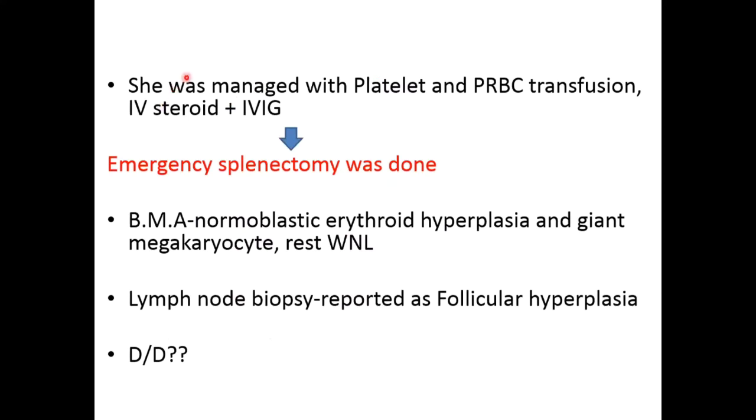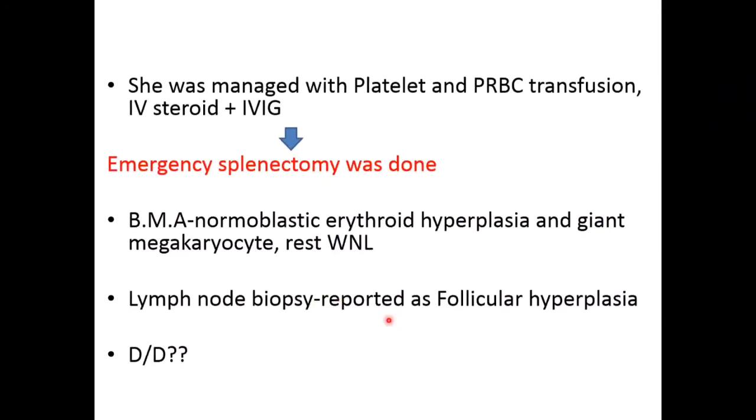As this is an emergency condition, she was managed with platelet and PRBC transfusion with IV steroid and IVIG. But she didn't respond to this also. So finally, an emergency splenectomy was done. Bone marrow done at that time showed normoblastic erythroid hyperplasia and reduced platelet count with giant megakaryocytes. Lymph node biopsy was reported as follicular hyperplasia.